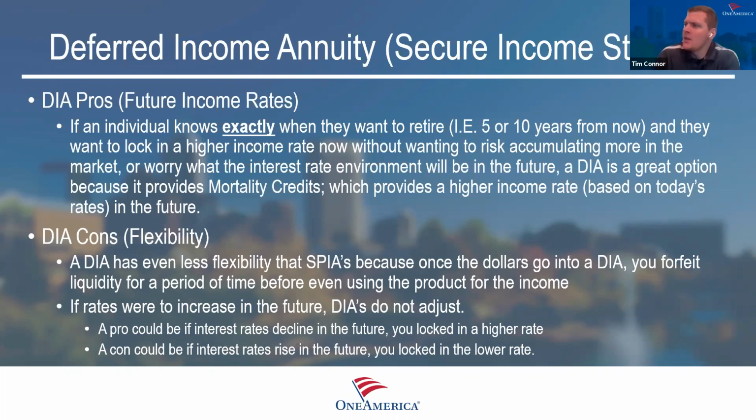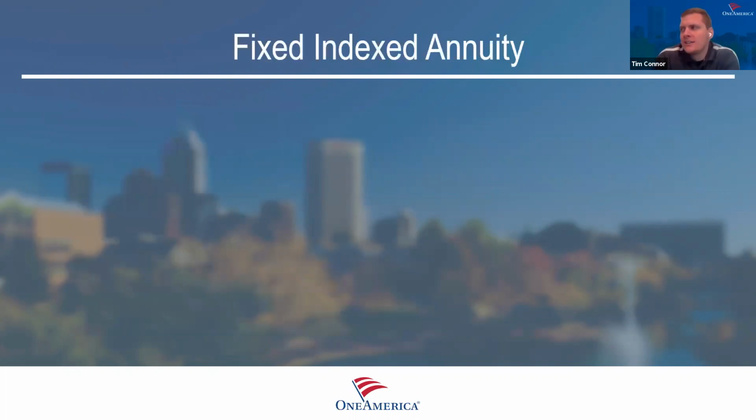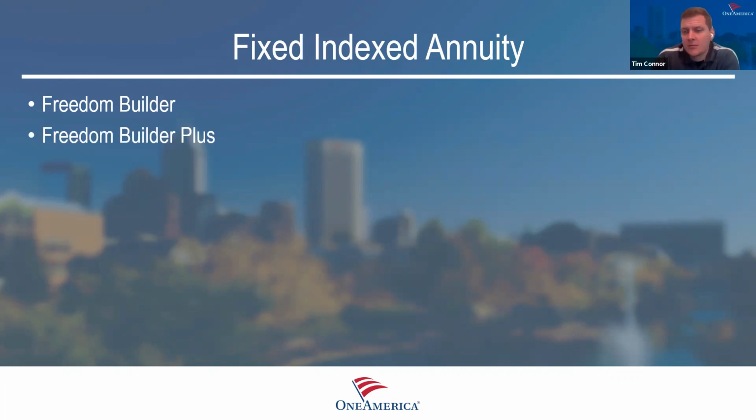Good, good. Okay, so now we got the fixed index annuity. This one is a lot of fun, and I like this product a lot. So really, it's our Freedom Builder, but there's two options, and so you're going to see Freedom Builder and Freedom Builder Plus. They're the same exact product. The Plus just adds that income rider, right? And the income rider is going to be really the bread and butter of this product because of how flexible it is and everything that you can do with this income rider.